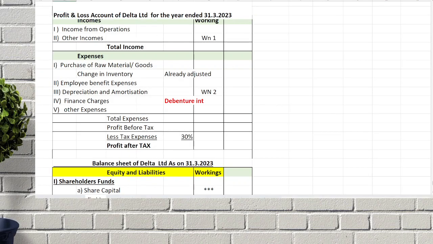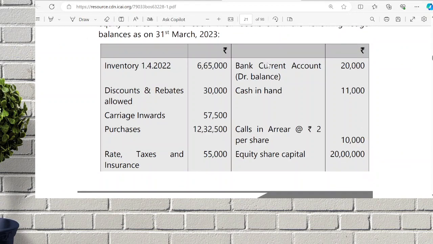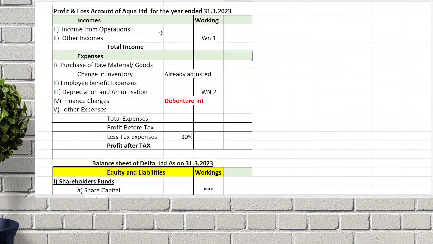P&L account of Aqua Limited for the year ending 31st March 2023. We'll start with working notes one by one. Income from operation, direct item, sales. What is the sales given? 36 lakhs, 17,000.